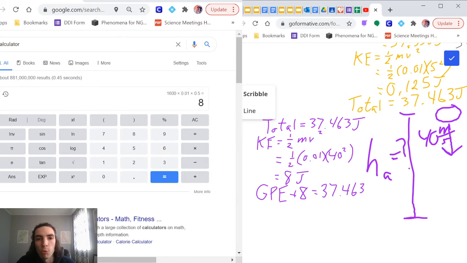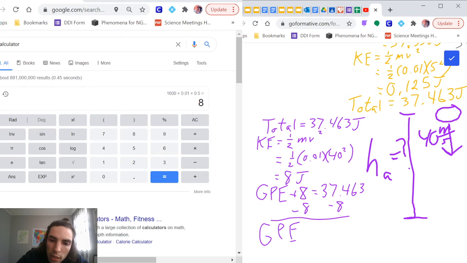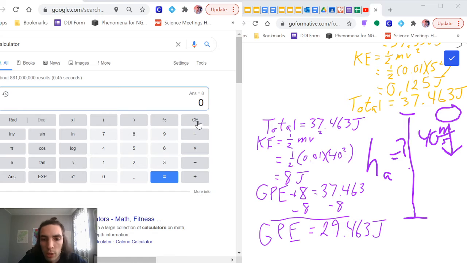And so now it's a relatively quick algebraic problem for us to solve. We can solve for this potential energy just by subtracting 8 on both sides, and that's going to give us, I'll check this in a calculator, but it looks like it'll give us 29.463 joules. Let's check that because I know better than to trust my mental math without checking. 37.463 minus 8 is 29. All right, 29.463 joules.